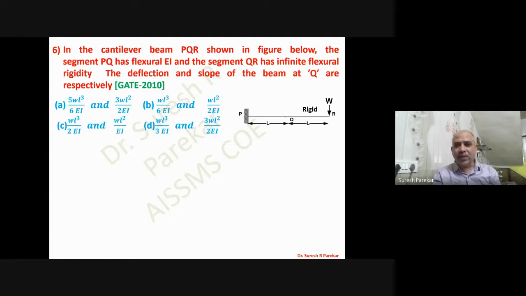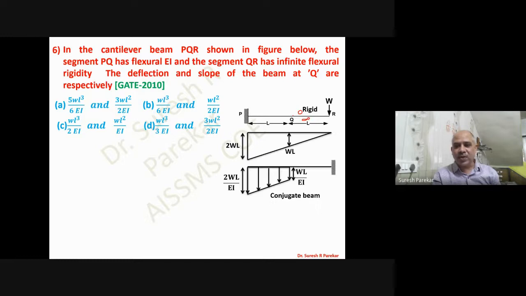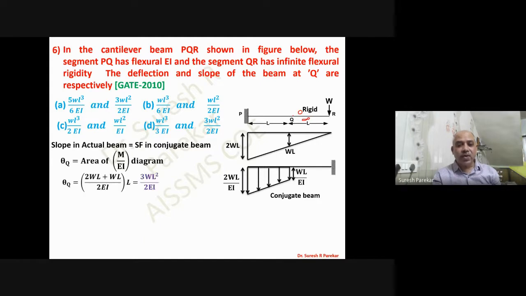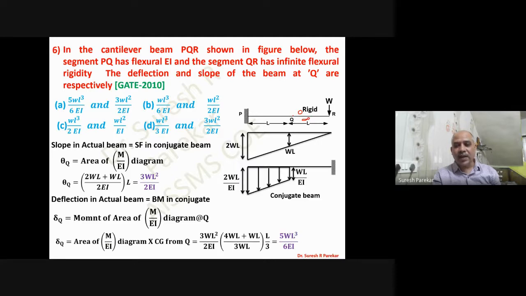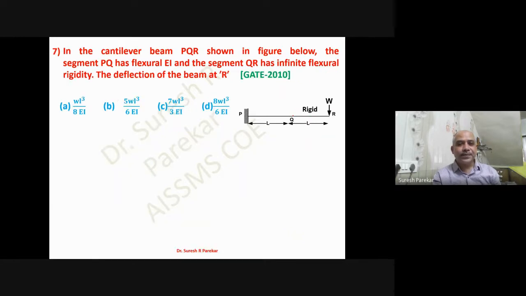Then we have this rigid. This is given PQR, and QR is given rigid. When it is rigid, that means we have EI infinity. If we substitute this EI infinity, then the M by EI diagram will be 0 over here. So we have to consider the M by EI diagram in PQ only. You can see this. So we have plotted this, and we have to find out deflection and slope. Area will give you slope, and moment will give you deflection. So we have 5WL cube upon 6 EI, that will be deflection, and 3WL square upon 2 EI will be slope. So the option we have is A.